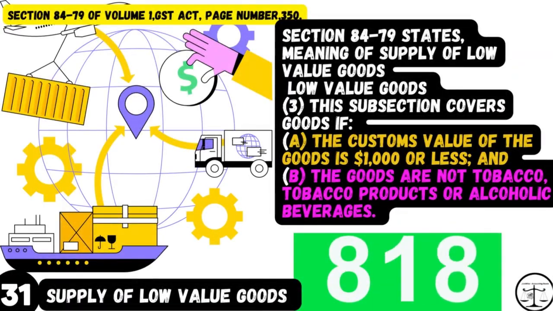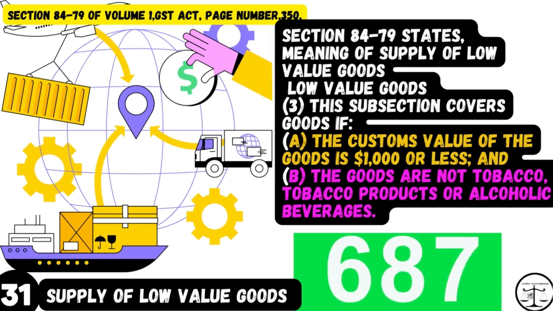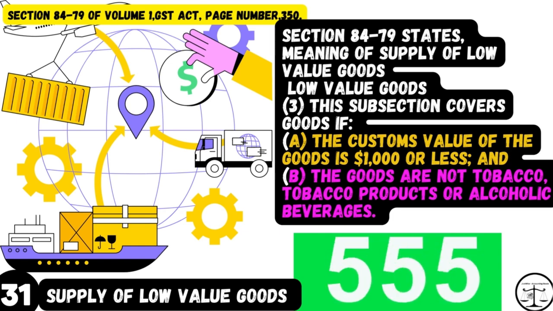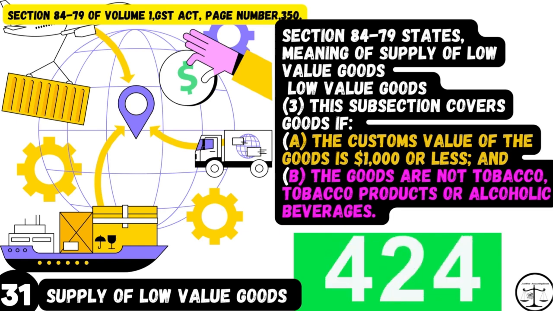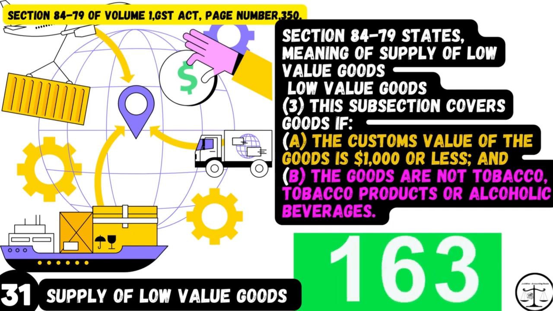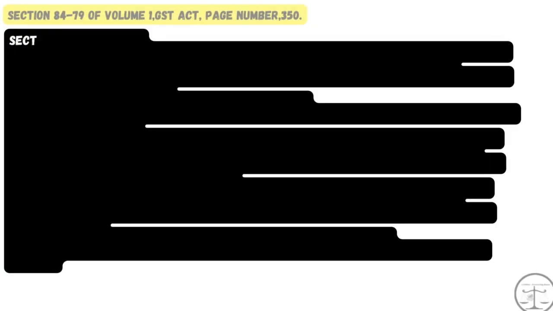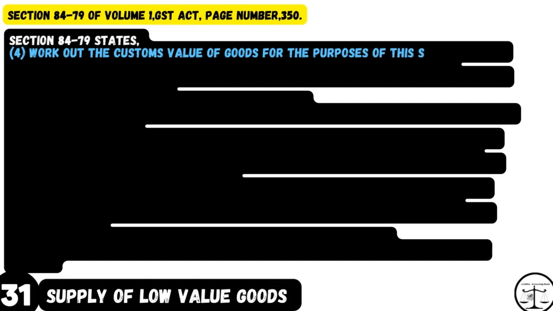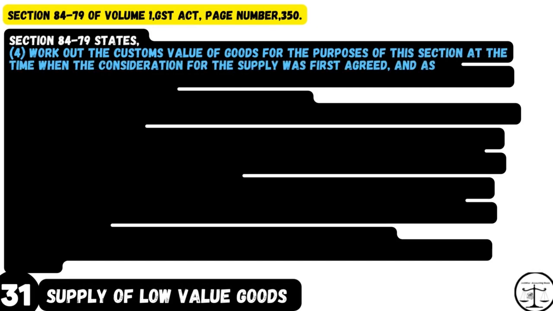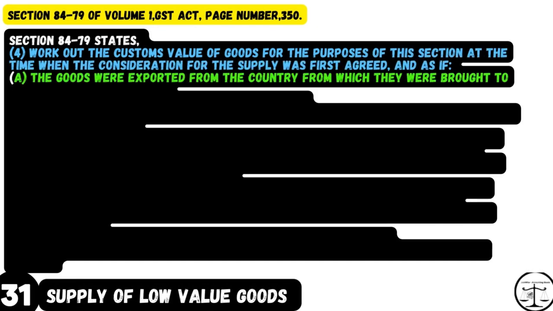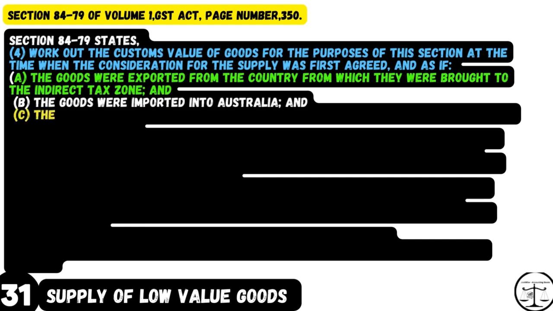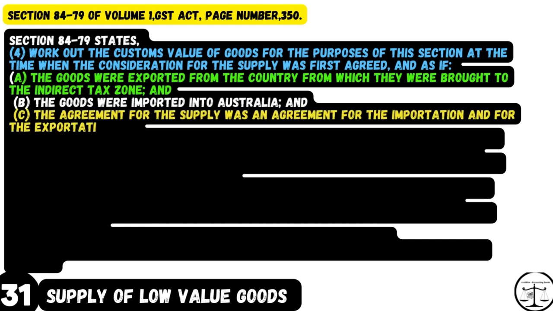Low-value goods. 3. This subsection covers goods if a. The customs value of the goods is $1,000 or less, and b. The goods are not tobacco, tobacco products, or alcoholic beverages. 4. Work out the customs value of goods for the purposes of this section at the time when the consideration for the supply was first agreed, and as if a.